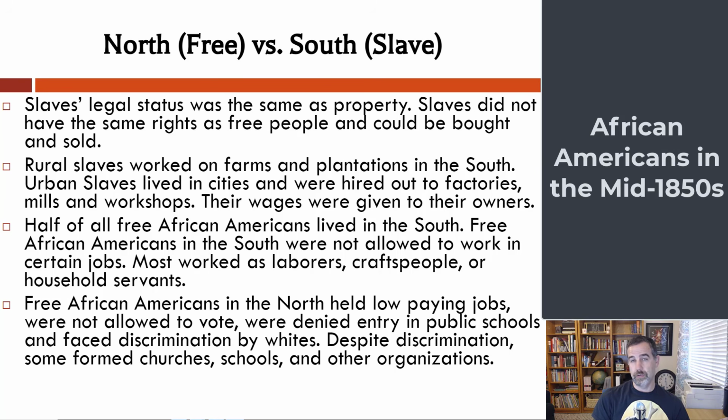Rural slaves, those that worked on farms and plantations in the South, were the vast majority of slaves. Then there were urban slaves, those that lived in the cities and usually were hired out to factories, mills, and workshops. They were skilled laborers, and their wages were usually given to their owners.